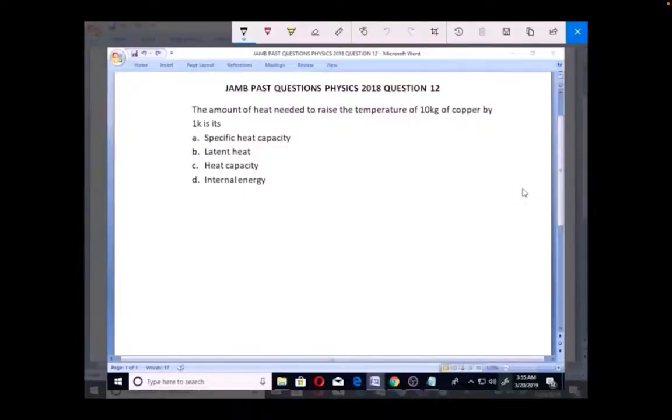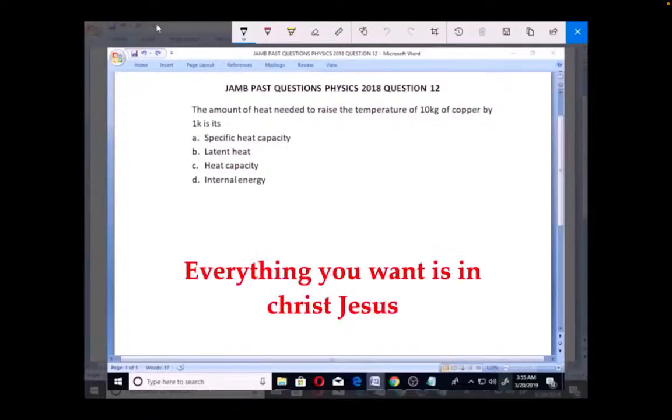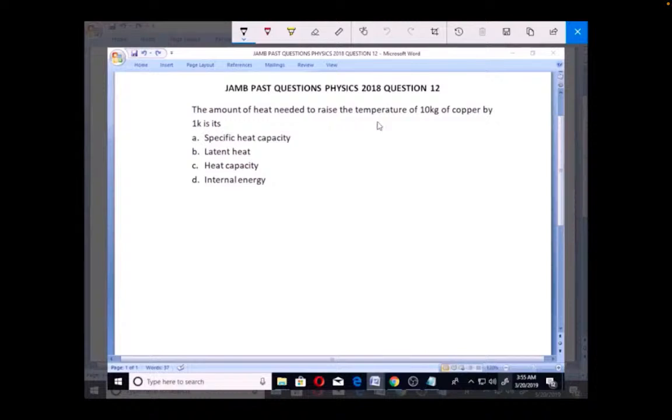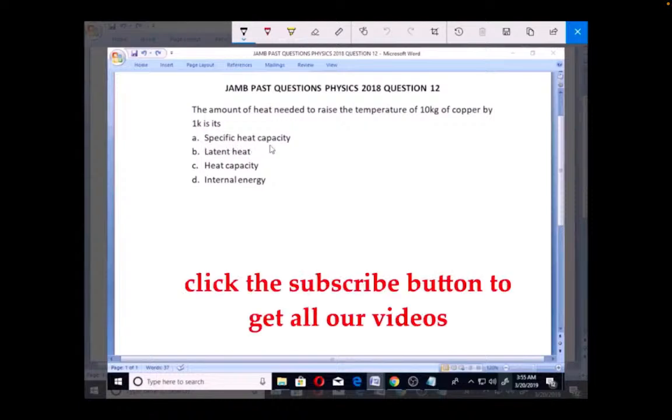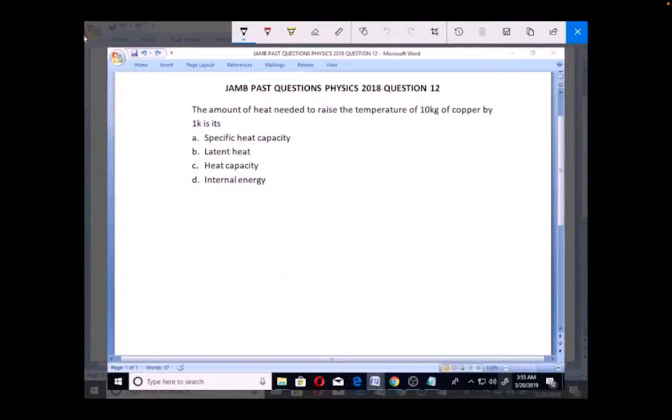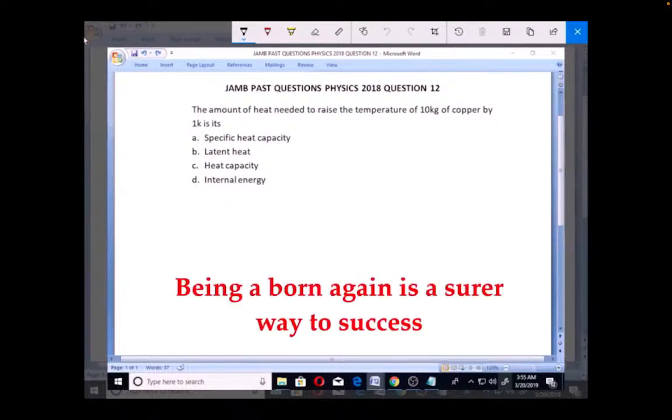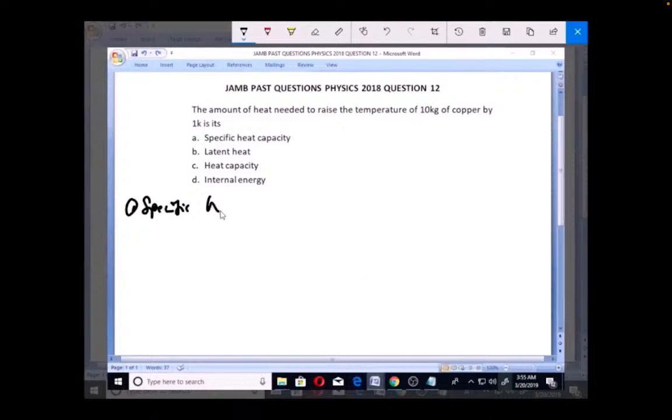Look at this question number 12 for JAMB Past Question Physics 2018. The amount of heat needed to raise the temperature of 10 kilograms of copper by 1 Kelvin is its A, specific heat capacity, B, latent heat, C, heat capacity, D, internal energy. Now, for us to be able to appreciate this question very well, we need to know the definition of these various terms. And we're going to start with number 1, which is specific heat capacity.